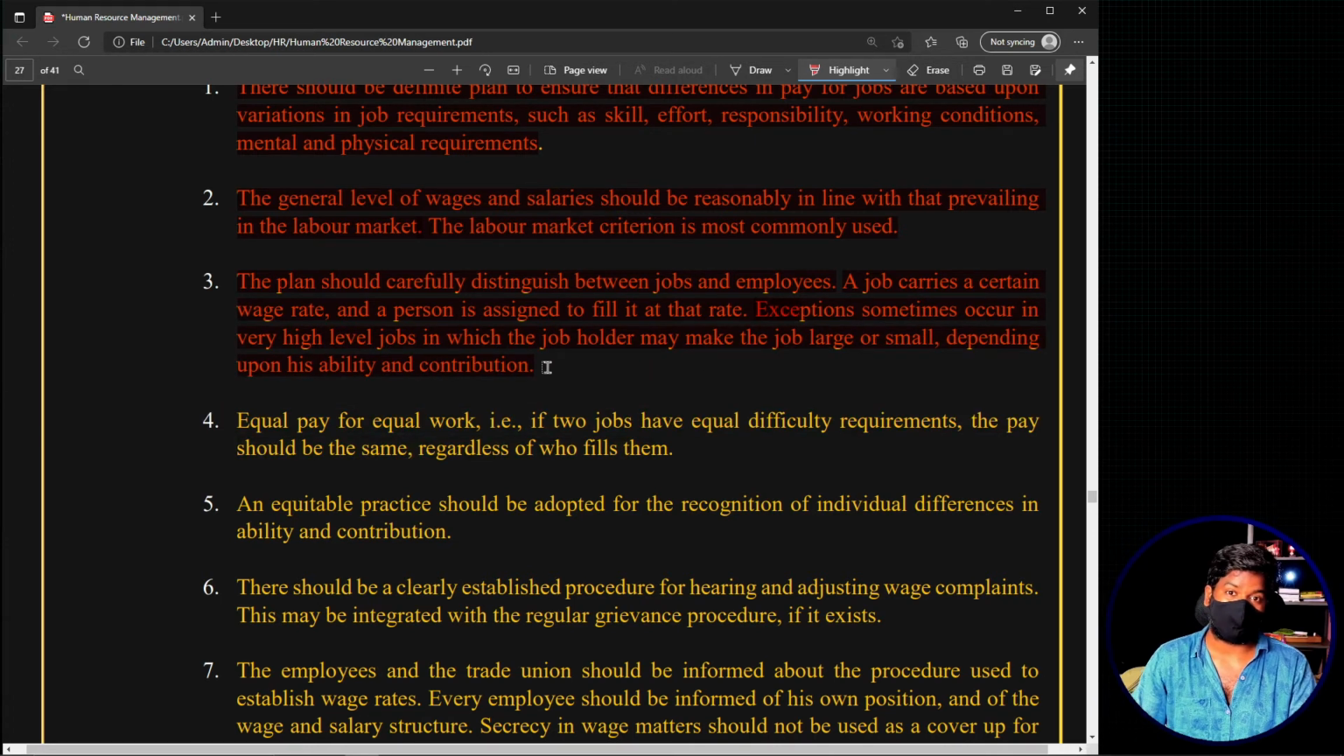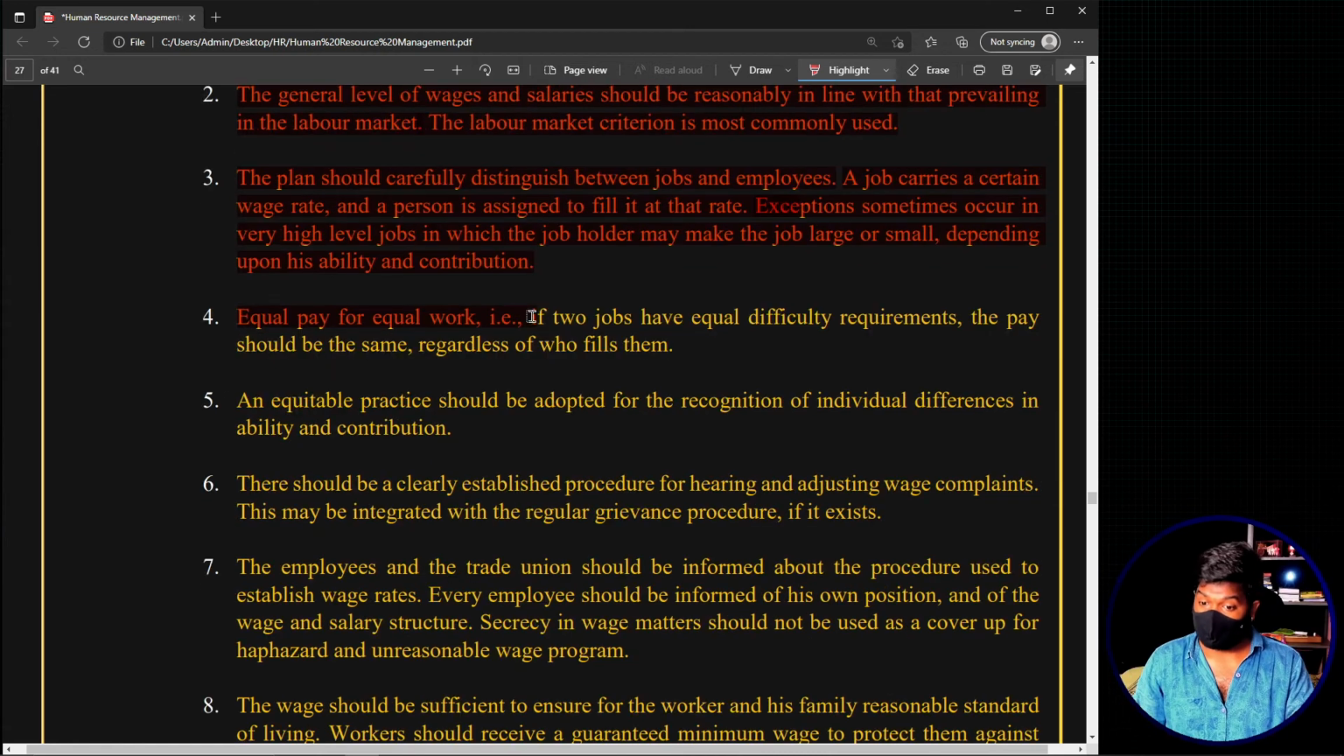For example, in an organization, for the role of human resource manager, a particular salary is fixed. Here we are telling that in certain situations we must also consider that the particular person assigned to perform that role may also have an impact on the compensation. Now, equal pay for equal work. That is, if two jobs have equal difficulty requirements, the pay should be the same regardless of who fulfills them.